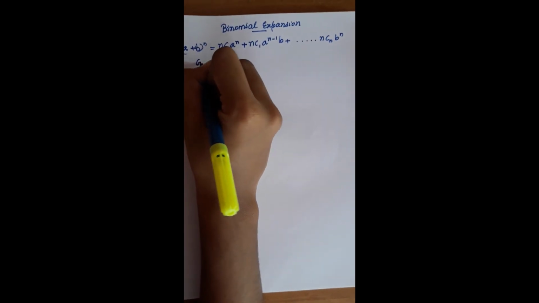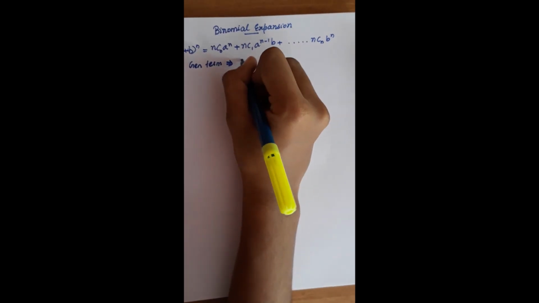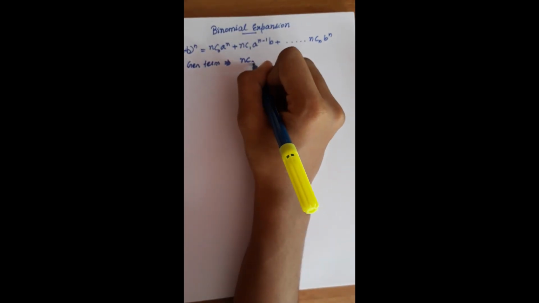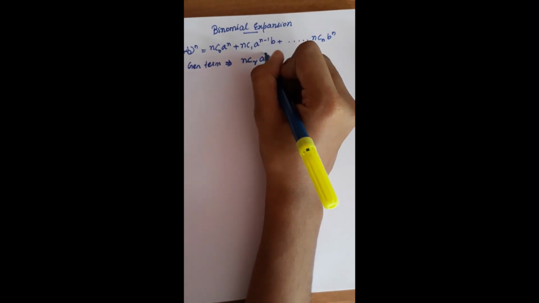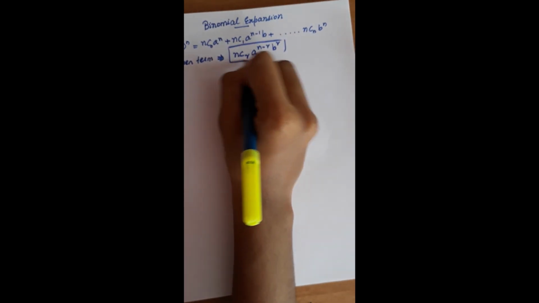How to find the general term? The general term comes out as nC_r. Let's denote r as the variable 0, 1, 2, 3. The general term is nCr a^(n-r) b^r.